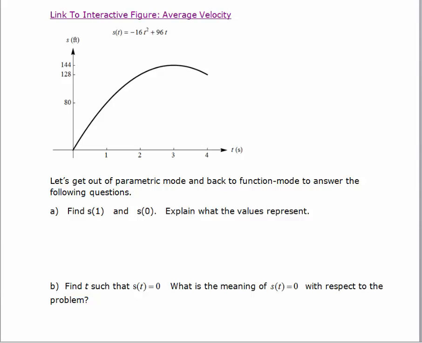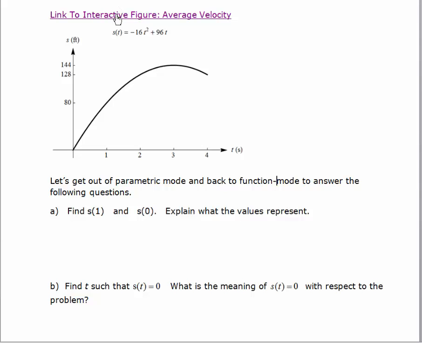Now let's actually work with the function s of t equals negative 16t squared plus 96t. Although we're going to be calculating using our calculator, I just wanted to point your attention to this interactive figure. There are quite a few that come with the book, and this one's not too exciting, but it still gives you a nice visual. The first thing we want to do is find s sub 1 and s sub 0.